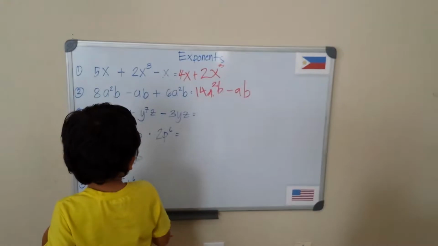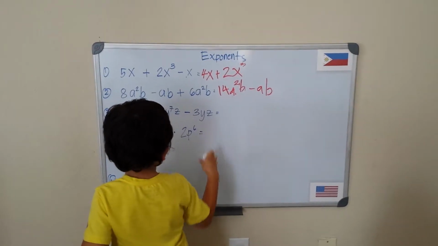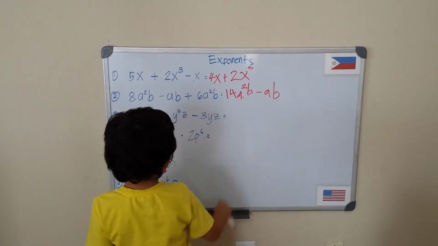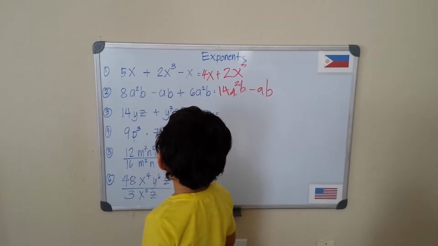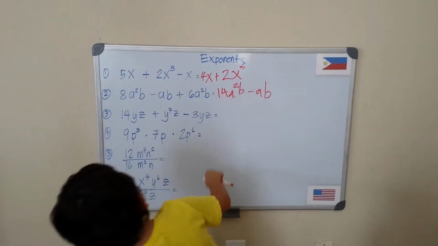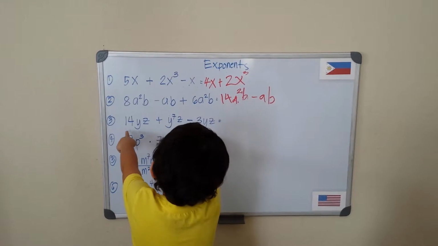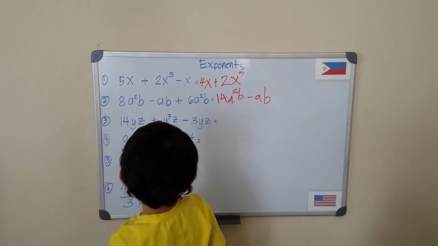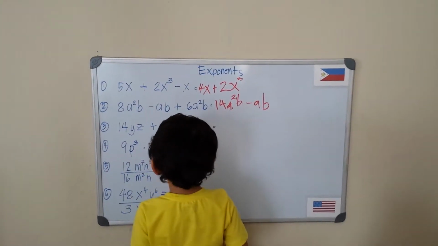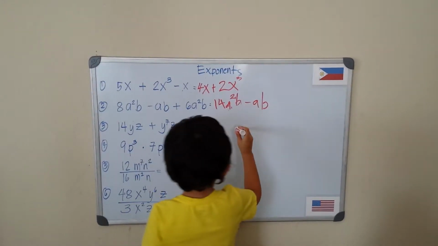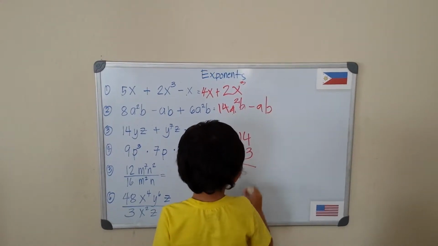So we do that. So we got a number 3. Don't be scared. This is a little bit giant problem. So we can combine this one. So what is beside of 3yz? It's minus. So we got a minus 14 by 3. So 14 minus 3 will be, 4 minus 3 will give me 1.